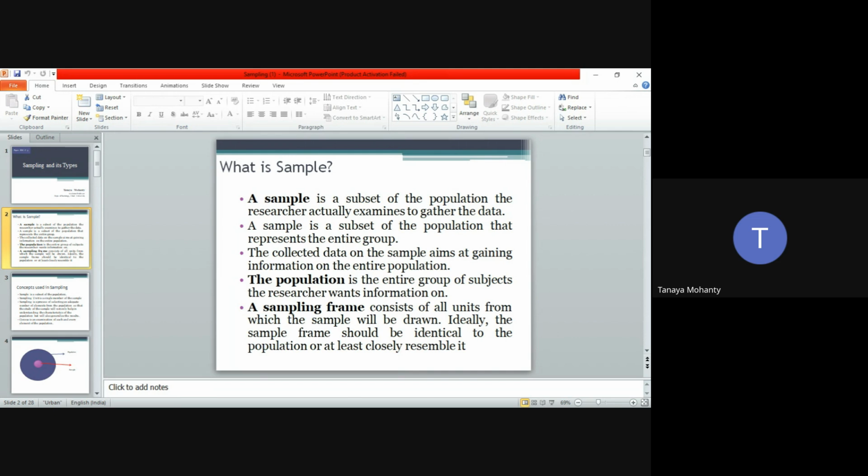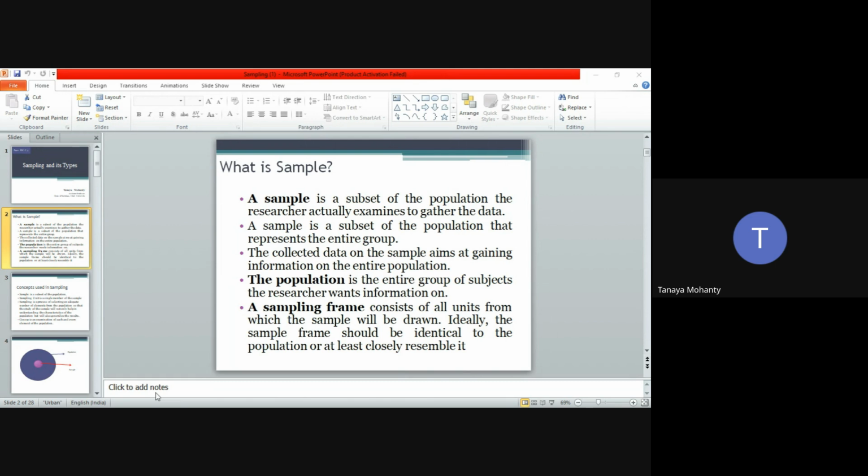Then there is another concept, and you may not find it in your book with the same clarity. So the other concept is sampling frame. What is a sampling frame? It consists of all units from which the sample will be drawn. So ideally, the sampling frame should be identical to the population, or at least it should closely resemble it.